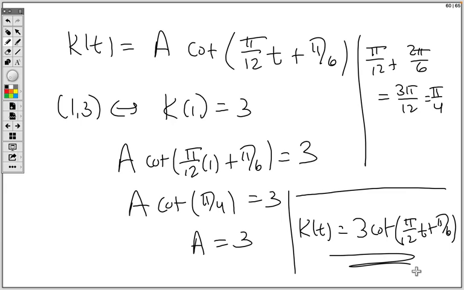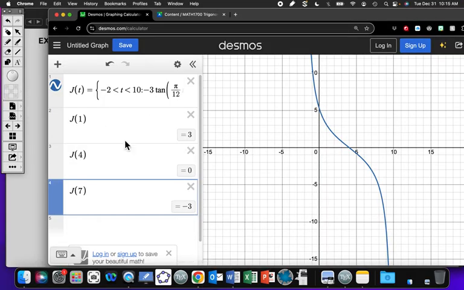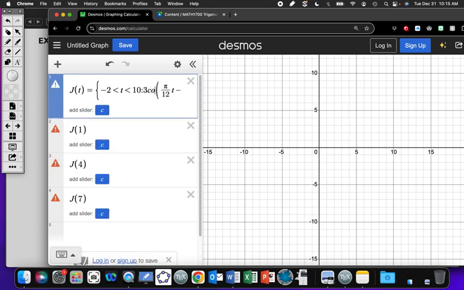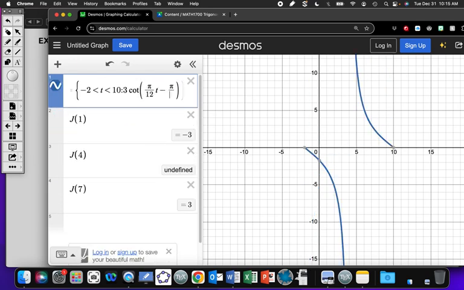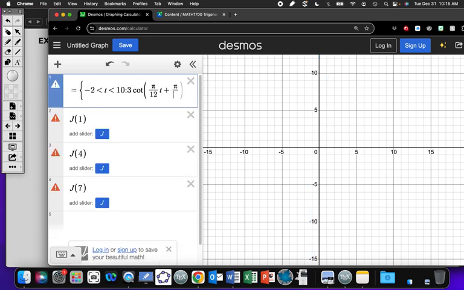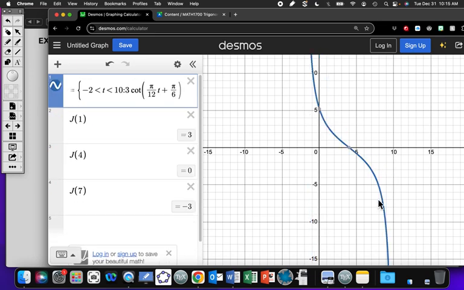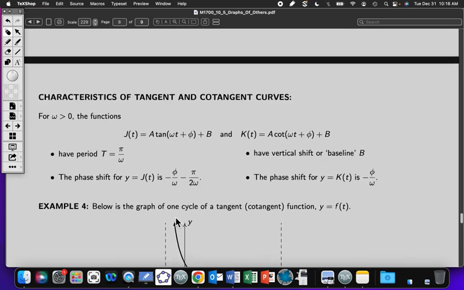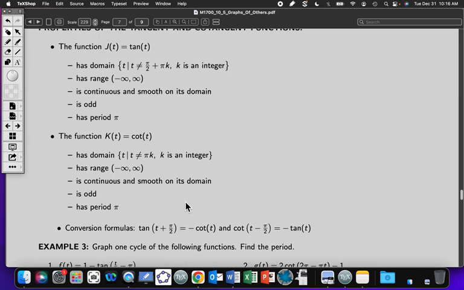And once again, we can check this using Desmos. So if we fire up Desmos here, we have a positive 3 cotangent of pi over 12 t plus pi over 6. And sure enough, everything matches up. Okay. Once again, we could use the conversion formulas. Once we get a tangent or cotangent, we can convert to the other one using these conversion formulas.